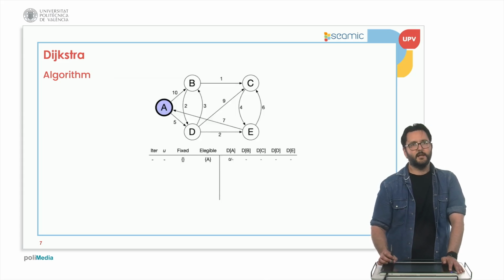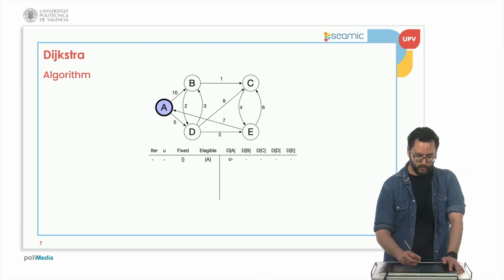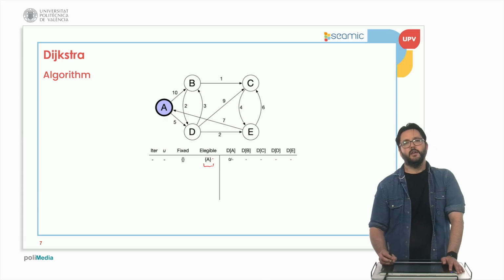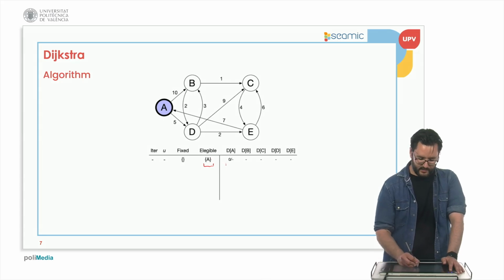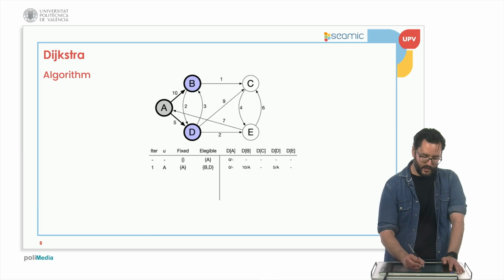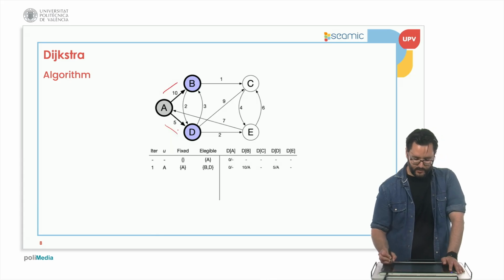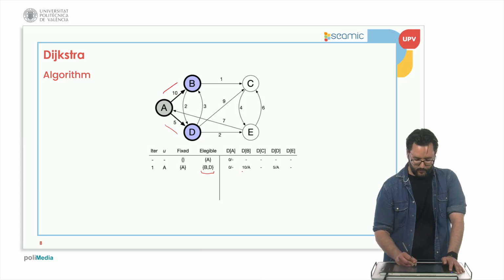Let's see an example in this directed graph. We can start from A. We include A in the eligible set. Now the closest distance is A with a distance of 0, so we can fix A. From A we can get to B and D. We can include them in the eligible set, and we can update the dist structure.